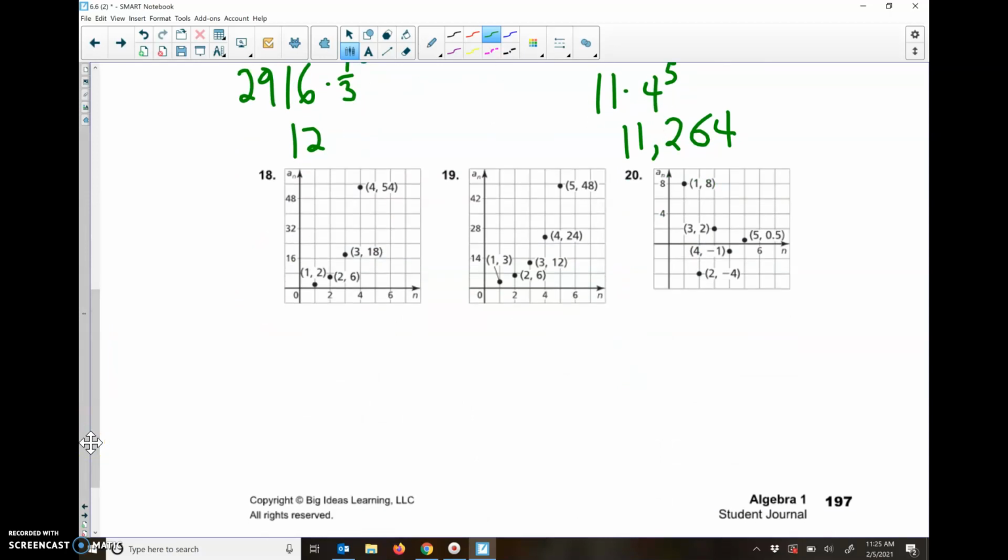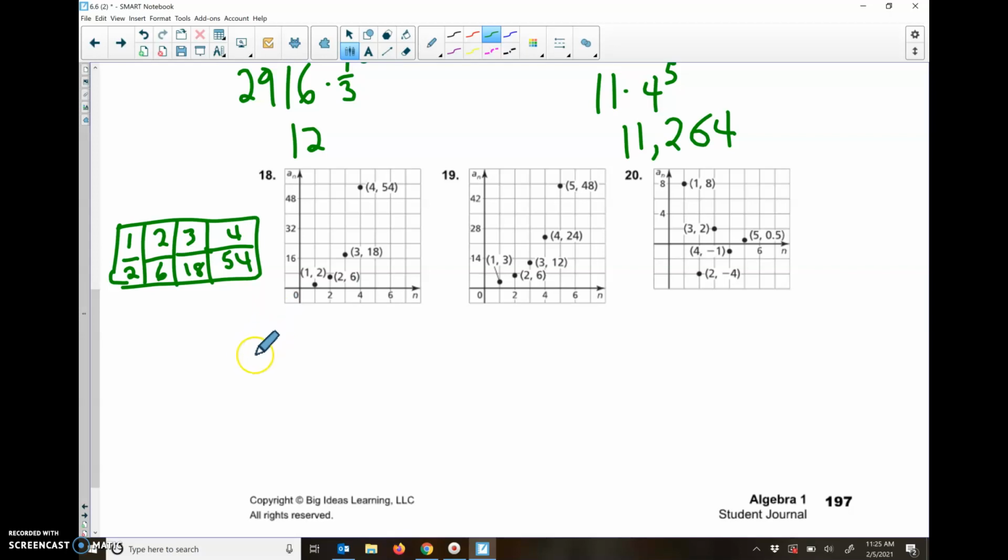And then these are kind of the same thing, except now it's just in graph form. So if it makes it easier, maybe just make a table, like for 18 here. I see that first number is 1 and 2. Second number, 2, 6. Third number, 3, 18. And then last number, 4, 54. So for me, it's harder to see it when it's on a graph like that. I prefer to look at a table or in ordered pairs.